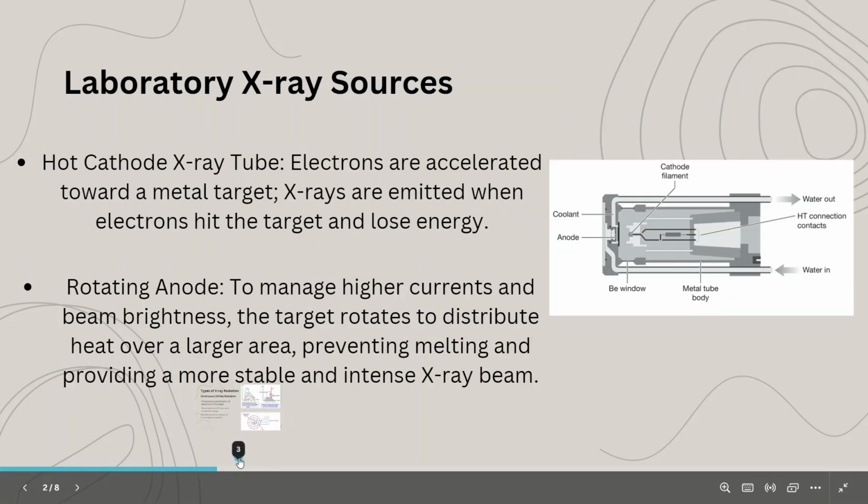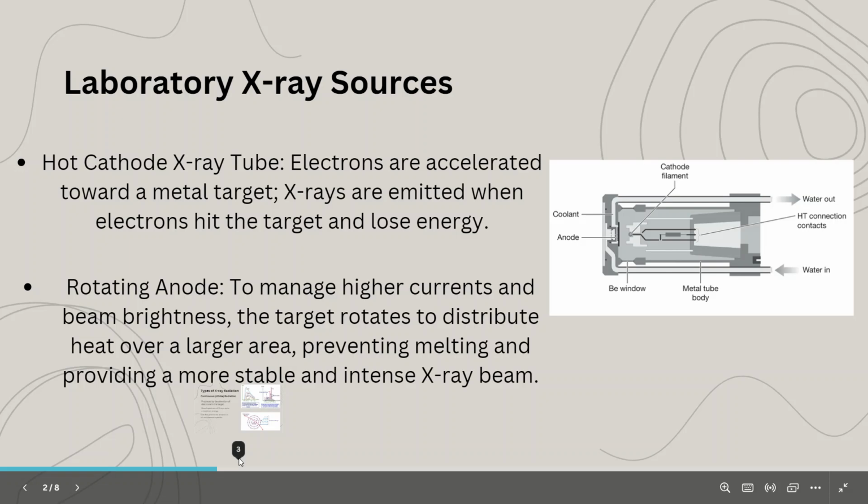Now, laboratory X-ray sources. In the laboratory we produce X-rays with a hot cathode tube, or X-ray tube. In it, electrons are accelerated to a target metal. X-rays are emitted when electrons hit the target and lose energy. This is performed at high voltage or high current.